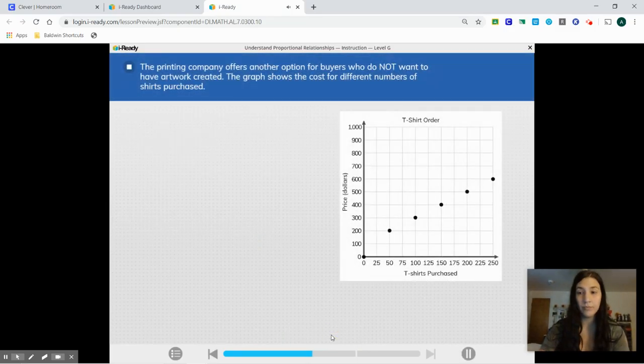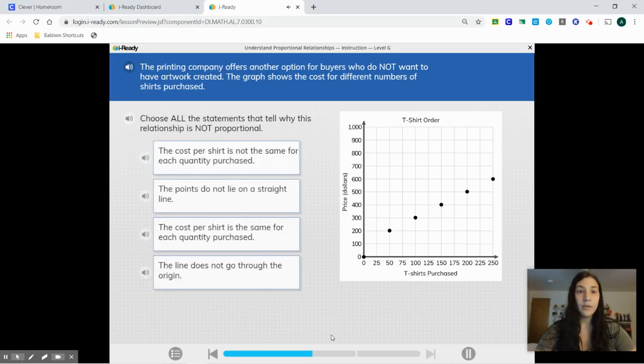The printing company offers another option for buyers who do not want to have artwork created. The graph shows the cost for different numbers of shirts purchased. Choose all the statements that tell why this relationship is not proportional.